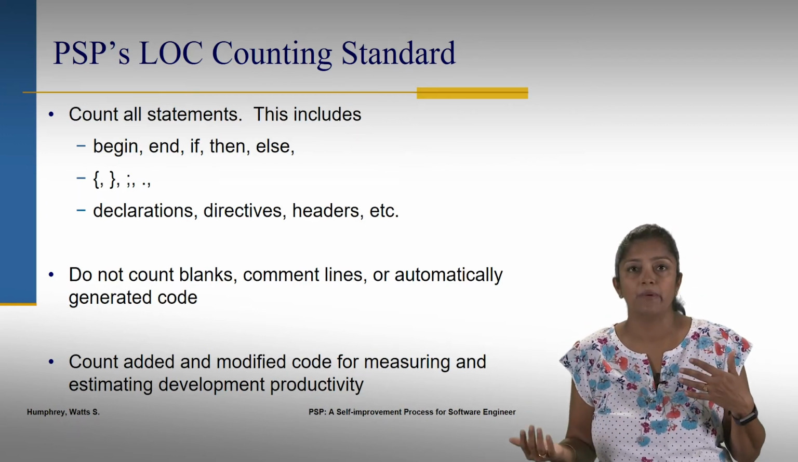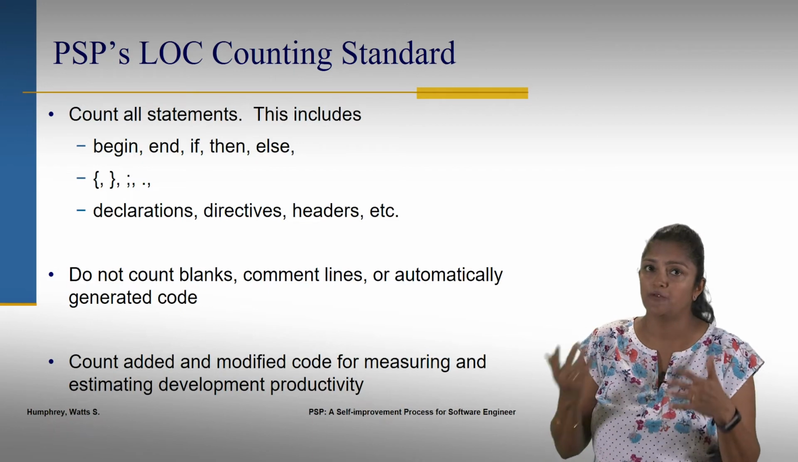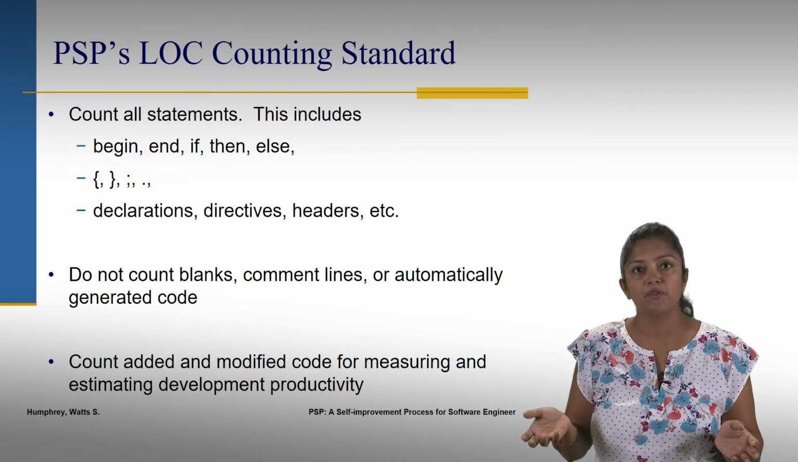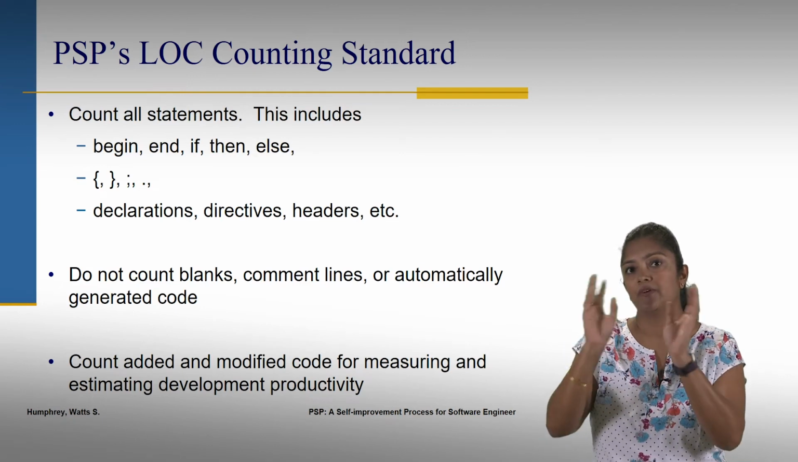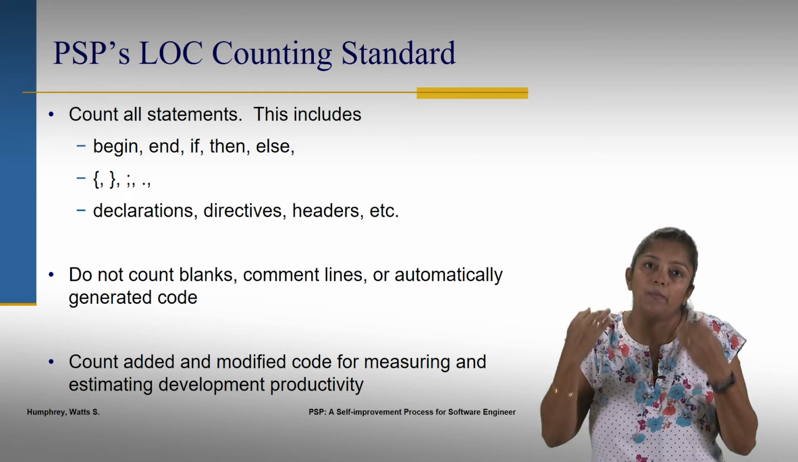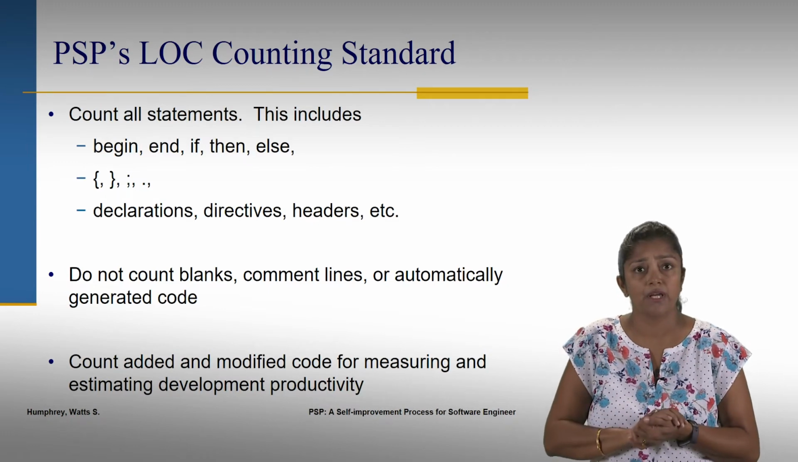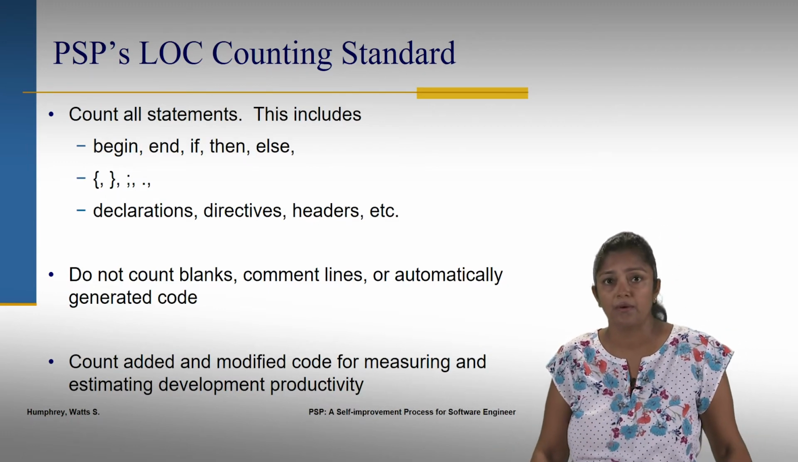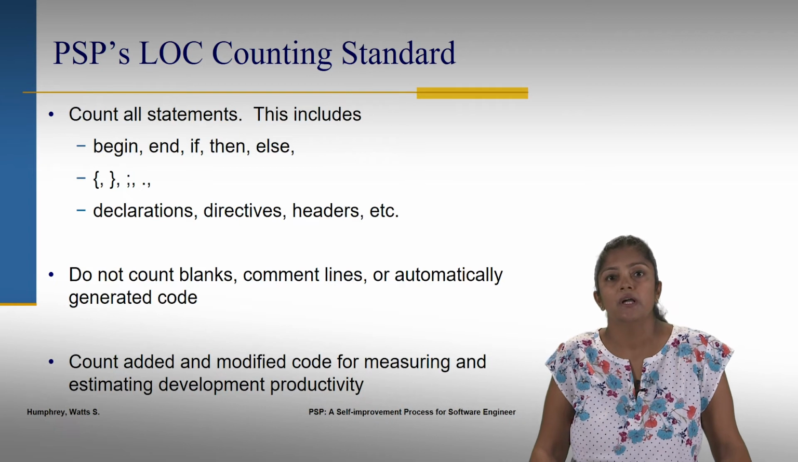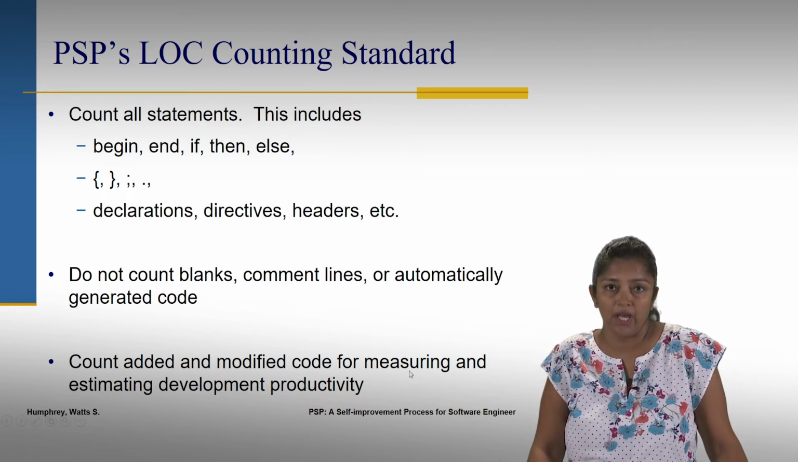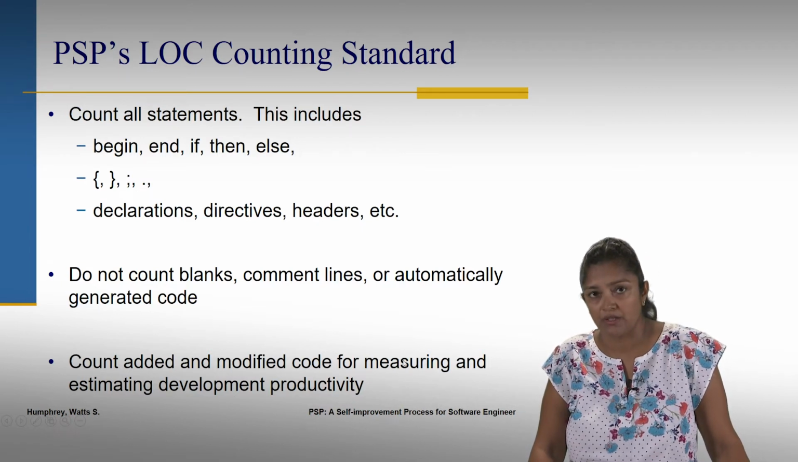If you have UI elements, and you use a visual editor to drag and drop those UI elements onto your form, then code is automatically generated behind the scenes for those, so we don't want to be counting that kind of auto-generated code and comments and such. And then basically use this as a way for measuring and estimating development productivity.